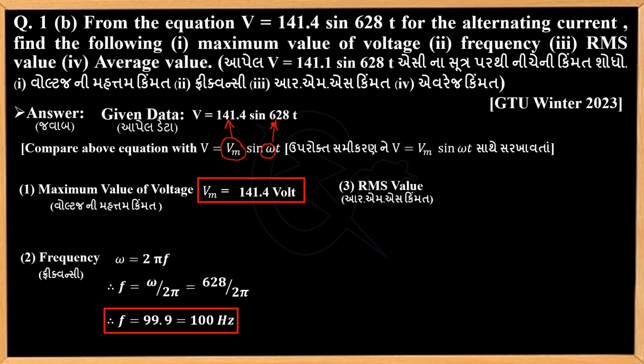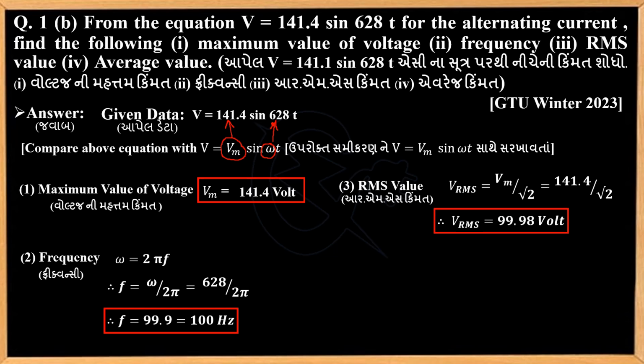Now RMS value. RMS value of voltage is given by Vm by root 2. We already found the value of maximum voltage, that is 141.4. So 141.4 divided by root 2, that is our answer for RMS value. So that is 99.98 volt. Again it is 100 volt.